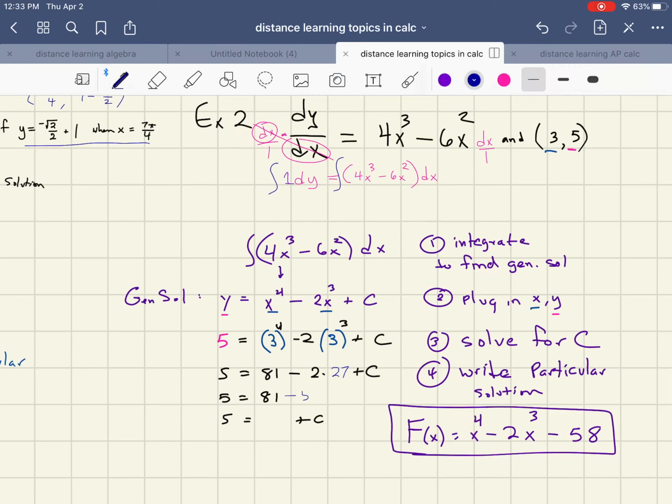3 cubed is 27 times 2 is 54. And we're looking at, I think that's 27. So if I subtract 27, I should get negative 22. Hopefully I didn't make a mistake there. Kind of going on the fly. And I'm going to have to correct this 58 here. That is going to be negative 22.